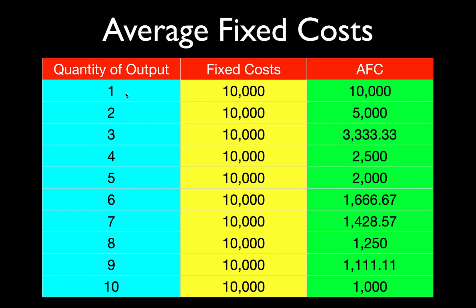But they don't change as output changes. Another way to make a fraction smaller is you make the bottom line bigger. Okay, and what we're saying here is as we produce more output, quantity is on the bottom line, and therefore as we produce more output, average fixed costs fall.